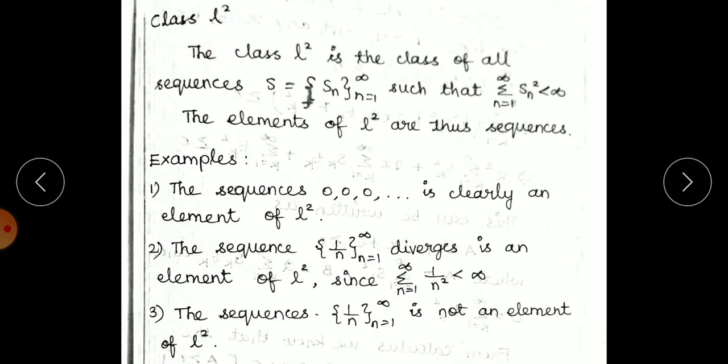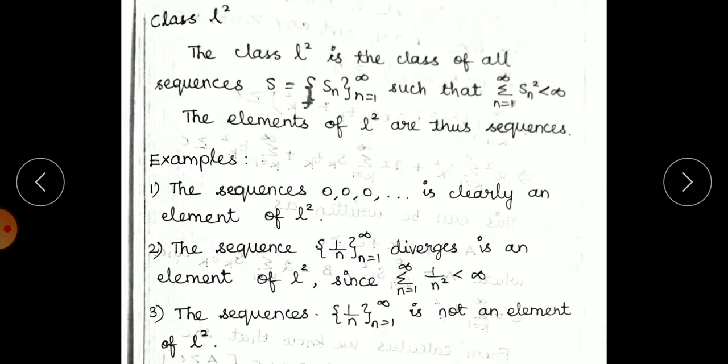Next, the class L squared. The class L squared is the class of all sequences S_n such that summation S_n squared is less than infinity. So the elements of L squared are sequences. We take L squared as a set of sequences, S equal to the sequence S_n such that summation S_n squared is less than infinity. Then the elements of the L squared class are sequences only. Each element should be a sequence.